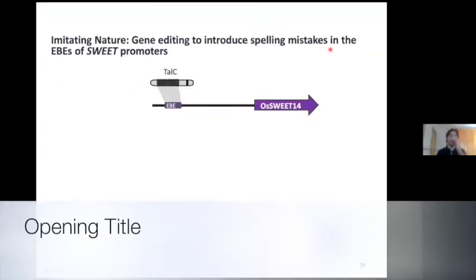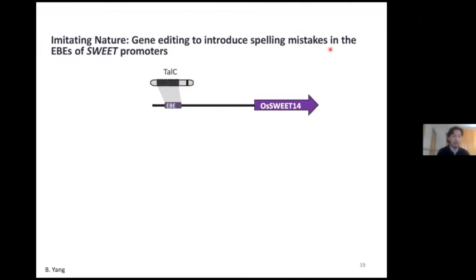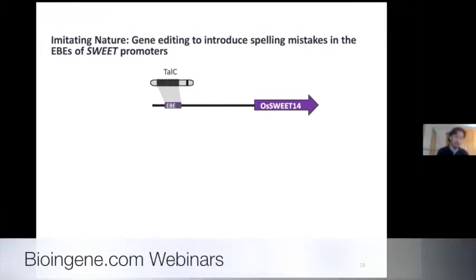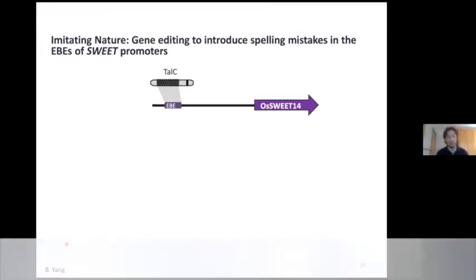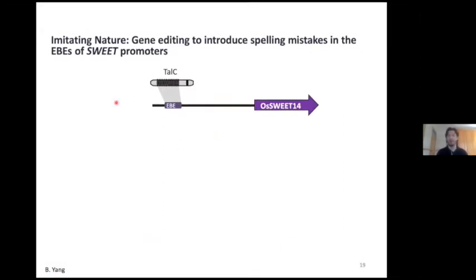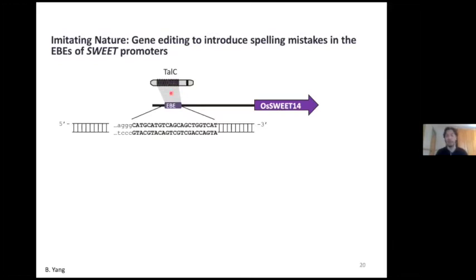Actually, this is a slide, very nice slides from Bin Yang. It's one of our partners in the project, in the work. Just represent what is happening with TAL effector. So TAL-C, for instance, this effector that is in African populations, recognizes just 20 nucleotides in the DNA of SWEET14. It has a specific target sequence, and we design guide RNAs in the construct that target this region.